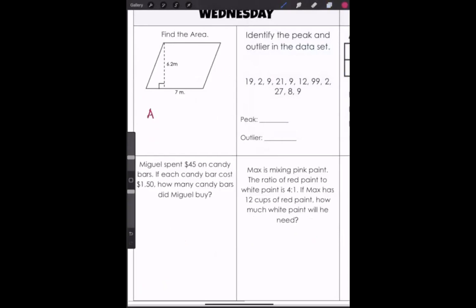So we start with area of a parallelogram. That's base times height. Our base here is 7. Our height is 6.2. So 6.2 times 7, that's going to give me 14. 7 times 6 is 42, plus 1 is 43, and we have 1 decimal place, so we need 1 decimal place. So that's going to come out to 43.4, and it's going to be square meters.